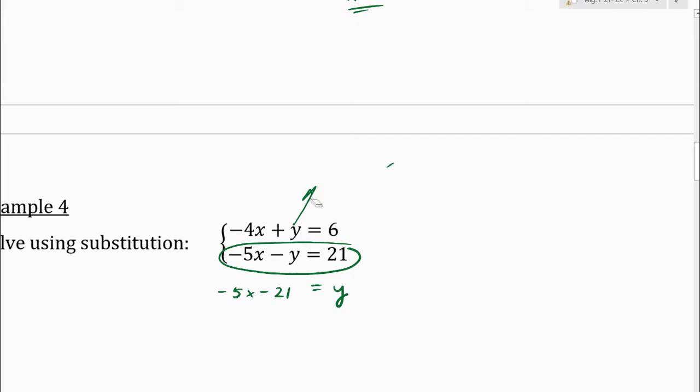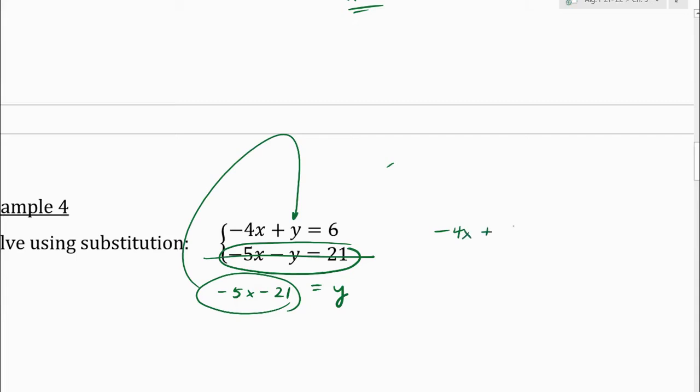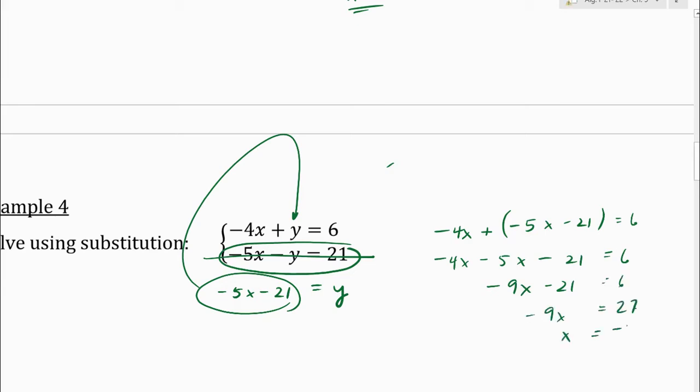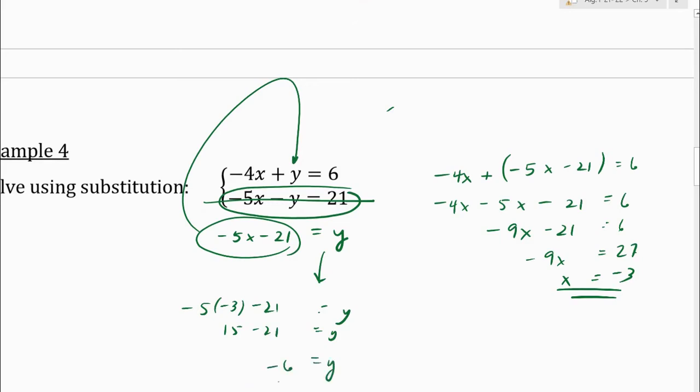So personally, I recommend let's take that one into this and then go plug that in for y. So it says we're just adding what that y is, which means just keep it like it is. I can add 21 to both sides, divide both sides by -9. There's x. Y is -5 times x minus 21. Oops, that's positive 15. So y is -6.